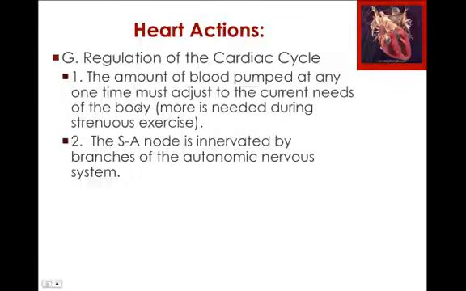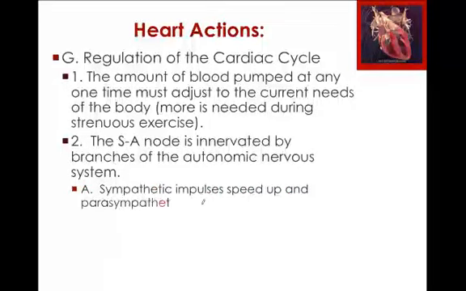The SA node is also going to be innervated by branches of the autonomic nervous system. For example, we have the sympathetic nervous system, and the sympathetic nervous system, when stimulated, will speed up the heart rate. The parasympathetic nervous system also innervates the heart, specifically the SA node, and the parasympathetic impulse can slow down the firing of the SA node.